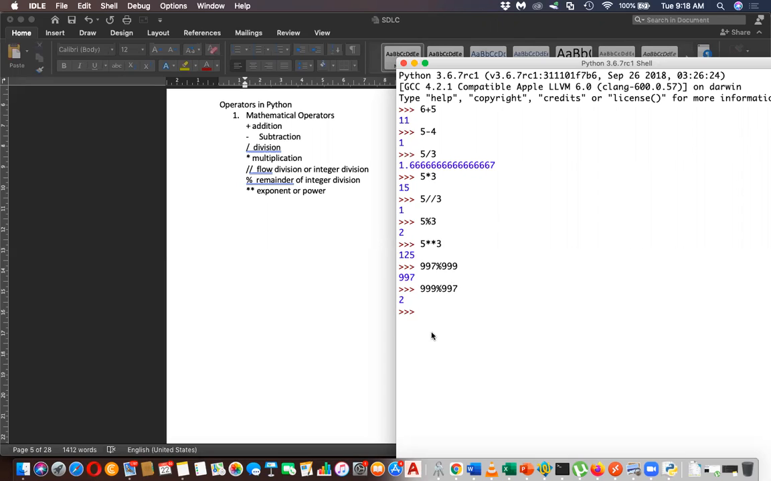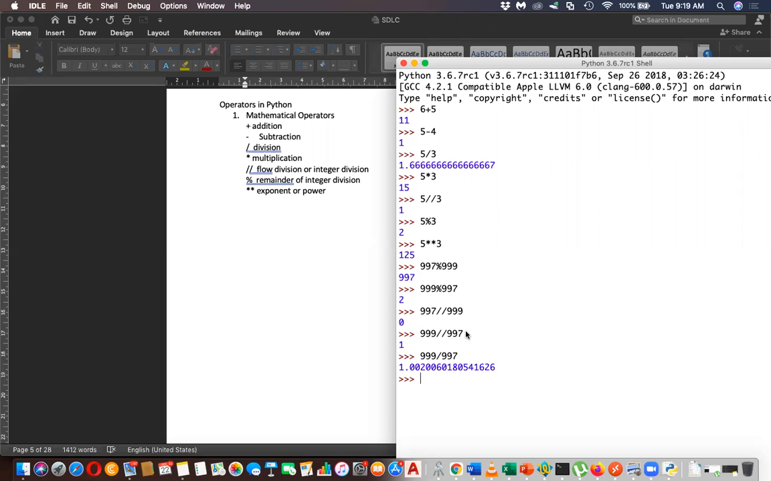So on the other hand, when you have the floor division, it's basically 0. The other one, 999 divided by 997, will be 1. But with real division, if you divide this by 997, you will get 1.002.